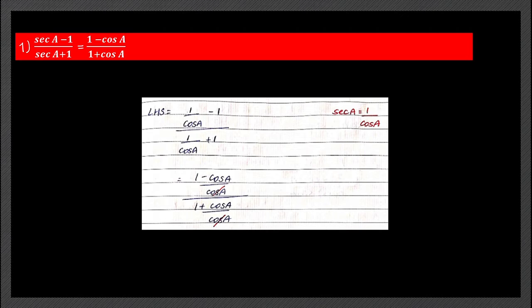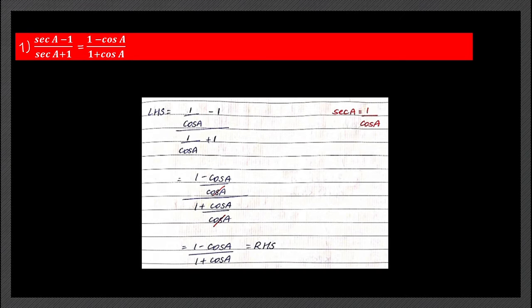Take the LCM for both the numerator and the denominator. We'll be getting 1 minus cos a divided by cos a, all divided by 1 plus cos a divided by cos a. Cos a will get mutually cancelled because when you take the reciprocal, this gets cancelled, and hence we are left with 1 minus cos a divided by 1 plus cos a. I prefer this, it is the simplest method. You'll get the answer in just 3 steps.